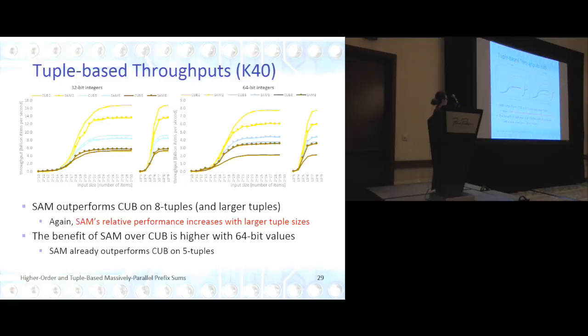We have the same result for K40, but still K40 did not give us a good performance for SAM in conventional Prefix-Sum. Here, as you can see, COP is doing better than SAM on 2 and 5, but then we are doing better on 8 tuple sizes, and we have the same for 64-bit integers as well.